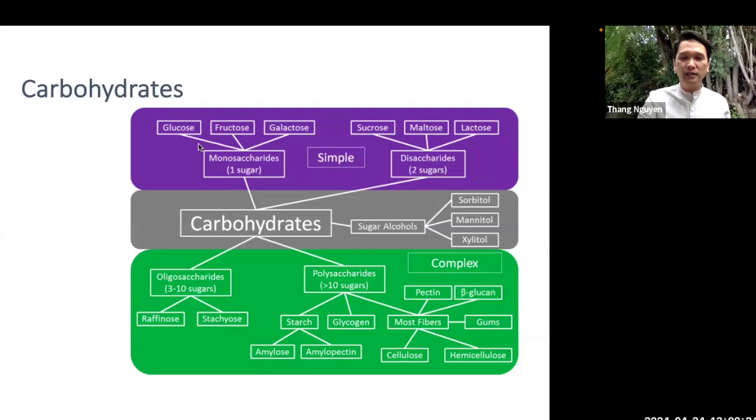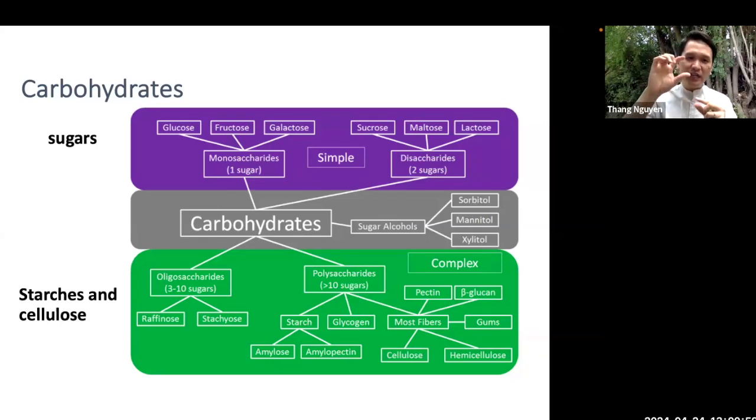Simple carbohydrates include things like glucose, fructose, galactose, and sucrose, right? So all of these we usually think of when we think of sugars, okay? Whereas the complex carbohydrates, we think about them as starches and cellulose. So we'll take a dive into these two types of carbohydrates. First, the sugars, then the complex sugars.